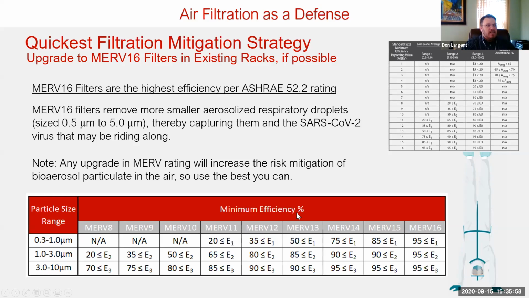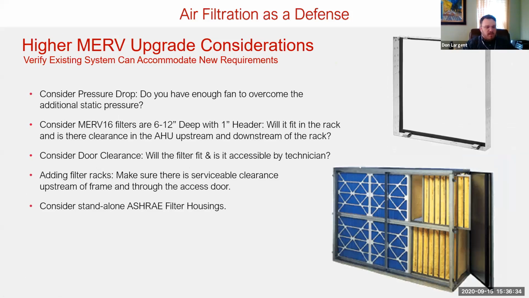But a MERV 16 filter is going to remove that 0.5 to 5 micron at least 95% or greater than 95%. But the concept here is even if you're using a MERV 8 and you can't jump to a MERV 16, any incremental movement up the MERV rating is going to have an impact on mitigating risk with respect to bioaerosols. So even though a MERV 8 is only 20% efficient minimum in the 1 to 3 micron range, if you can get up to a MERV 10, you've already more than doubled that. So it does have an effect. It is worth considering. Obviously you want to attain the best you can, but there are considerations to be made.